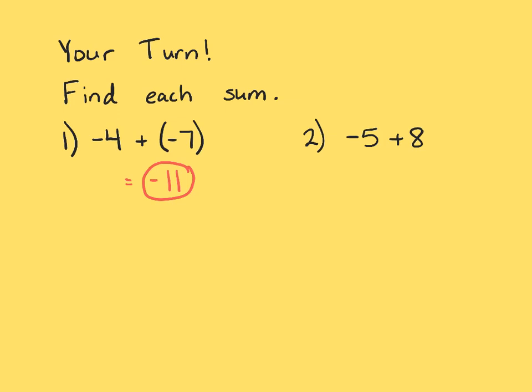We're adding different signs. Our rule for adding different signs says that we can subtract and then take the sign of the number with the greatest absolute value. So I'm going to think of subtracting. 8 minus 5 is 3. And then of these two numbers, the number that's further from 0 is positive 8. So since it was positive, I leave this as a positive 3, and that's the answer.